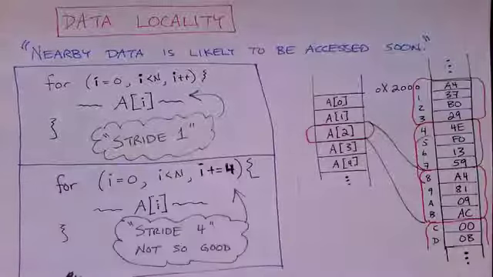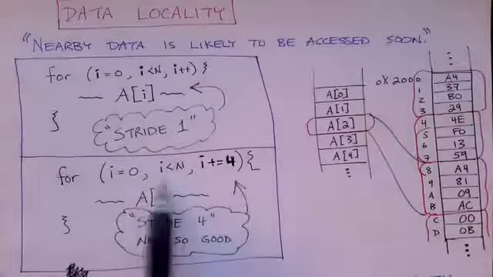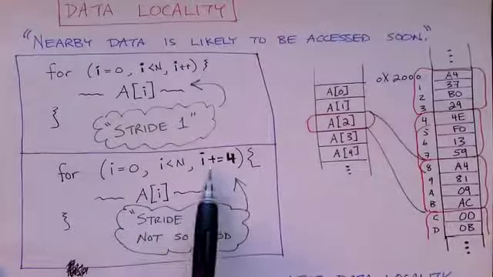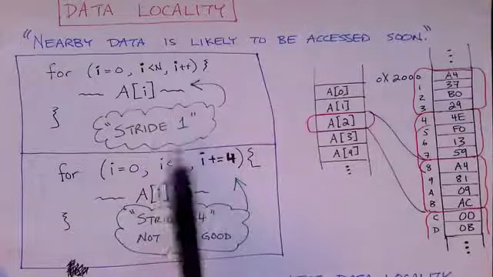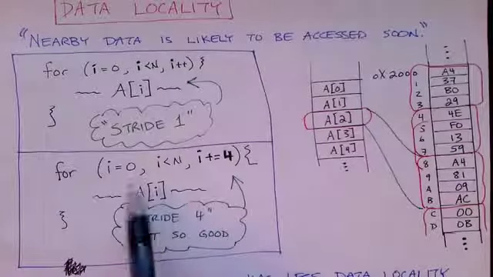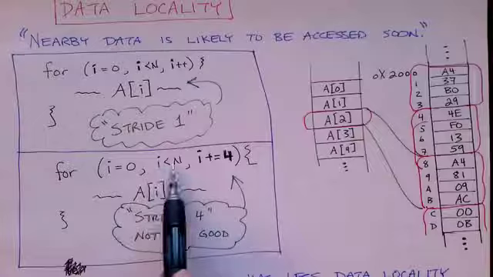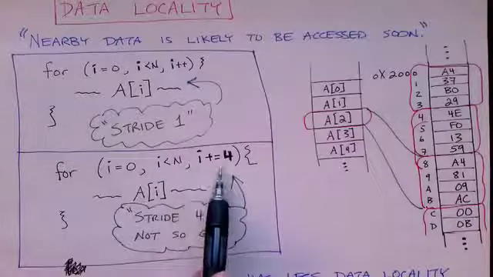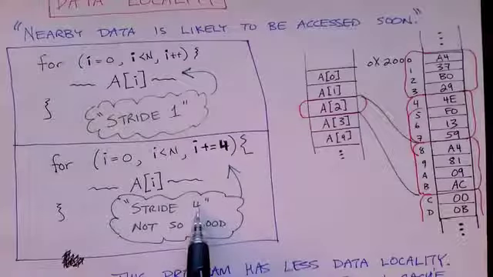Now let's look at this program, which is similar, but in this case we are incrementing the index by 4 instead of by 1. So we're going through the array by 4. In other words, we're accessing element 0, then 4, then 8, then 12, then 16. So we say that this program has a stride of 4.